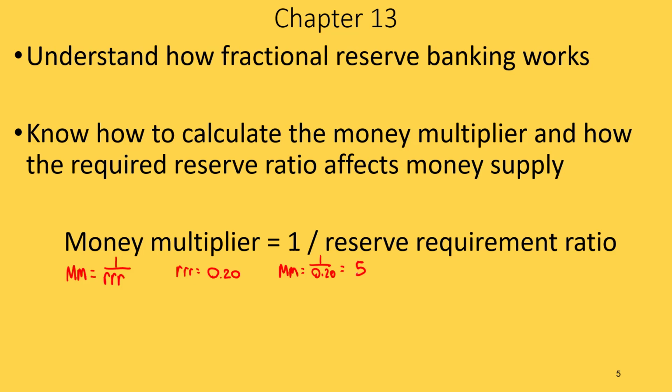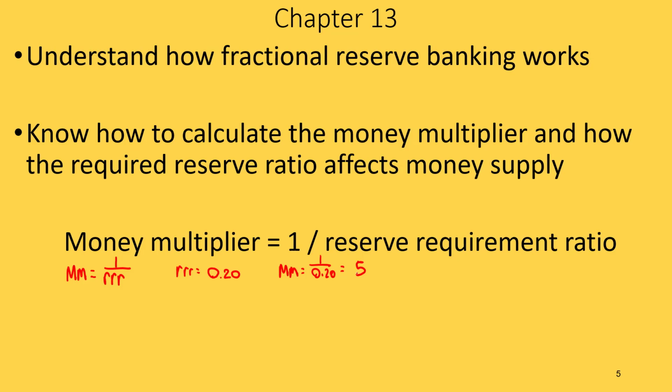That means if there's a $1,000 increase in the money supply, or $1,000 injection into the economy, that could create as much as a $5,000 increase in the money supply because of what we call the money multiplier, or often known as the potential deposit expansion multiplier. Again, this is as big as the multiplier can possibly be.